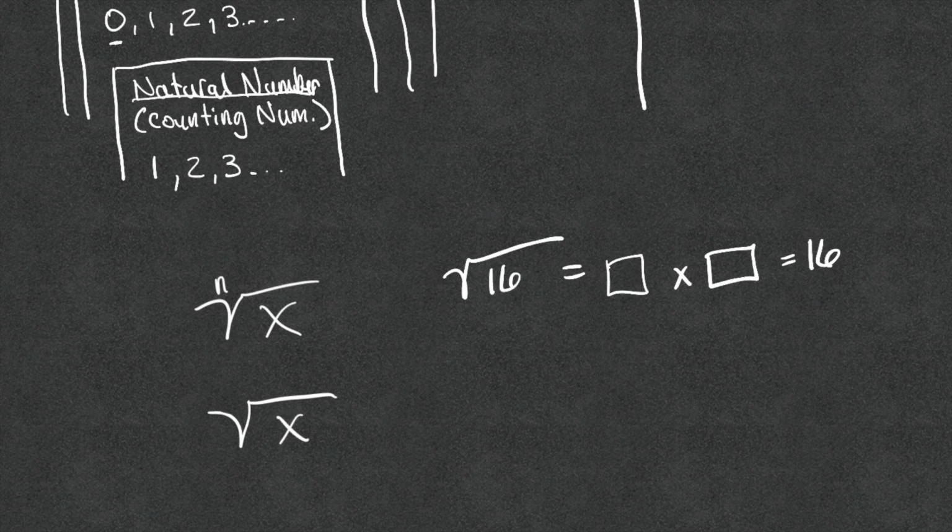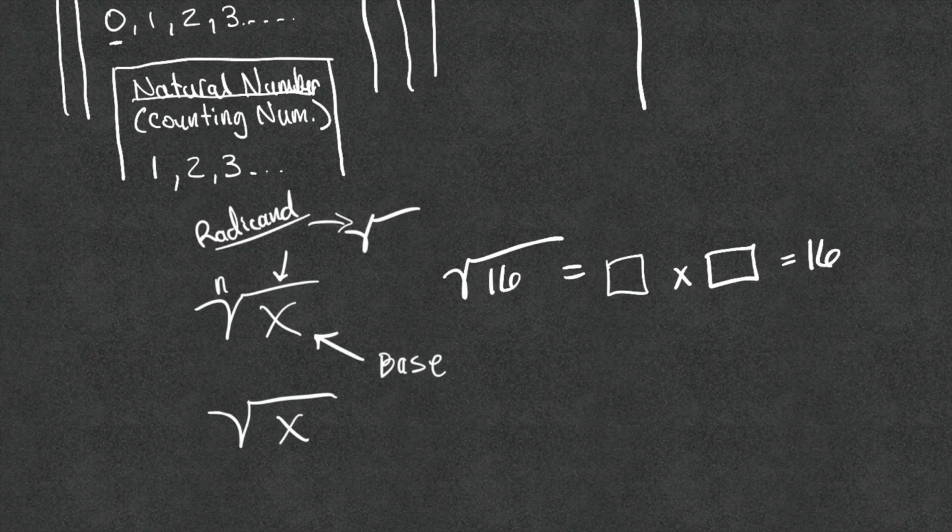So let's look at the vocabulary. This funny little bar here, that is a radicand. The number within the radicand is the base. The number that is the root is, well, that's the index.